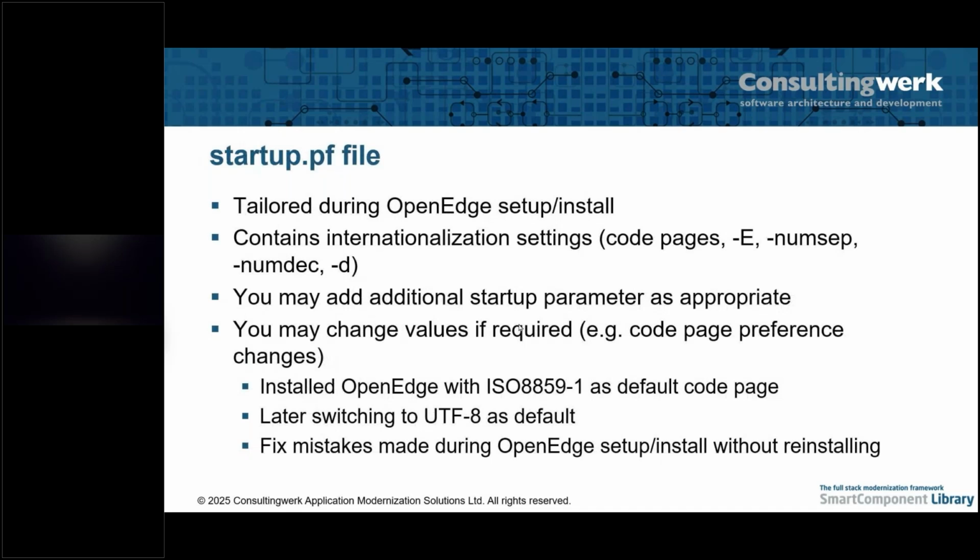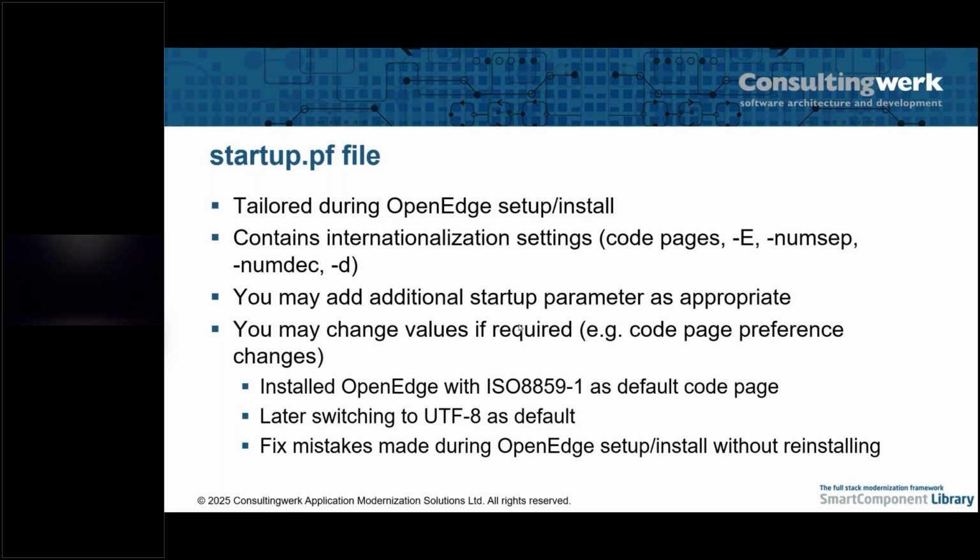There's one special purpose PF file, the startup.pf file, that is always used. The startup PF file contains settings that you have chosen when you installed OpenEdge, or that somebody else has chosen for you when they installed OpenEdge, especially those settings for code pages, numeric formats, date formats, etc. You can add whatever you want in there as the standard startup parameters for all of your OpenEdge clients.